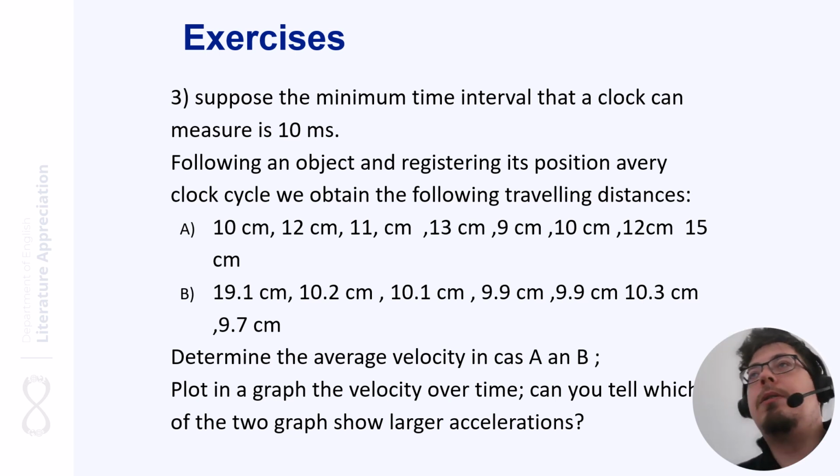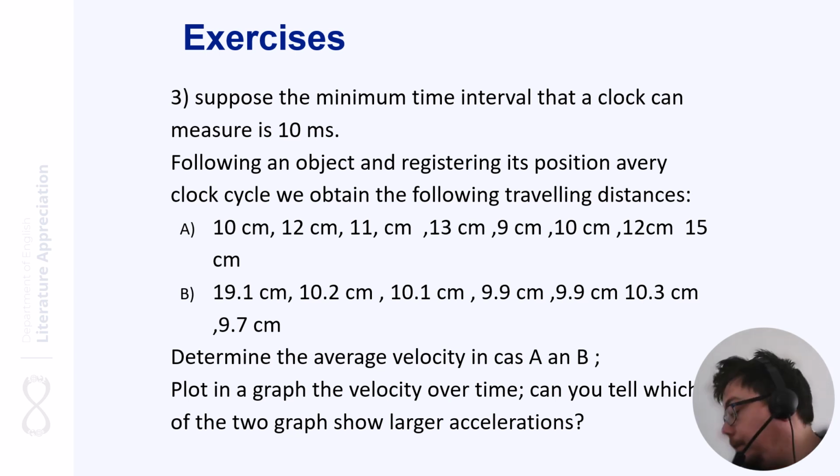Let's read it. So we have an object moving, and we register its position at each clock beat, which happens every 10 milliseconds. So the clock updates every 10 milliseconds. We register the position in 11 positions, in A and B configuration in 2 different settings. And with this position, we want to find the average velocity and graph the velocity over time, and then find who has the largest acceleration, if any.